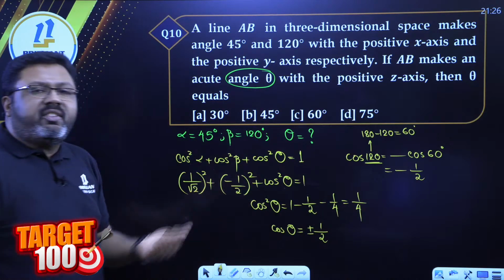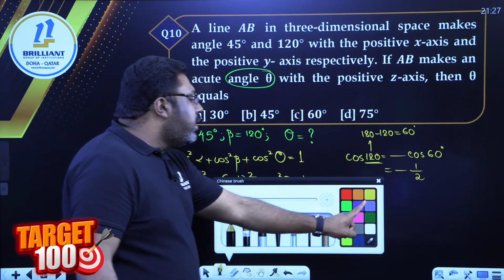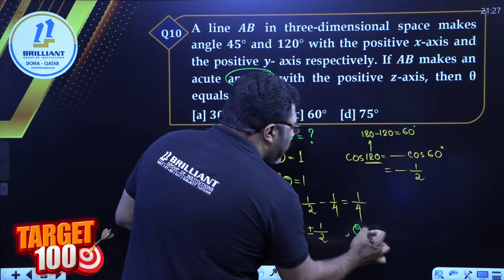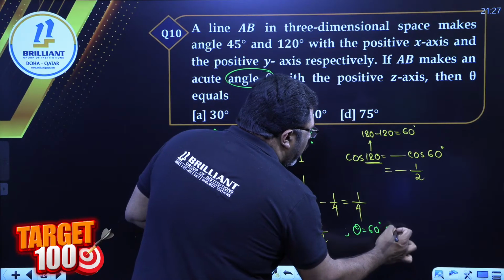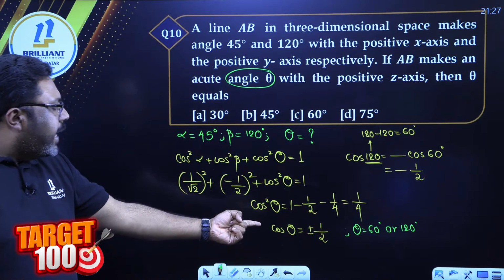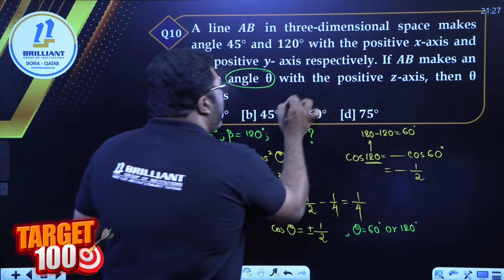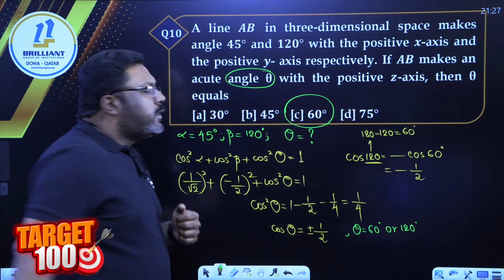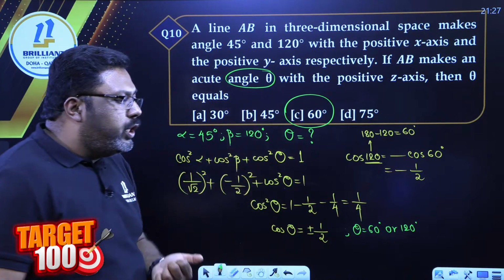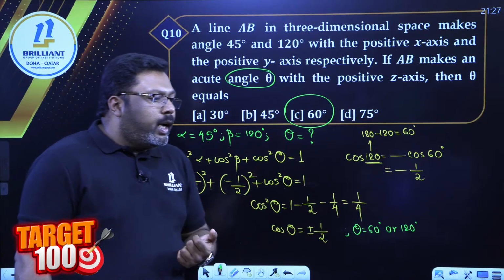I told you positive means an acute angle, negative means the angle in the second quadrant, which is obtuse. So this theta is either 60 degrees or 120 degrees. In the options, you have only one option which suits our answer, which is 60 degrees. So what's the final answer? Option C, 60 degrees. Right answer coming from Prapti, Hafiz, Fariz, Nitin, Sana and Jason.